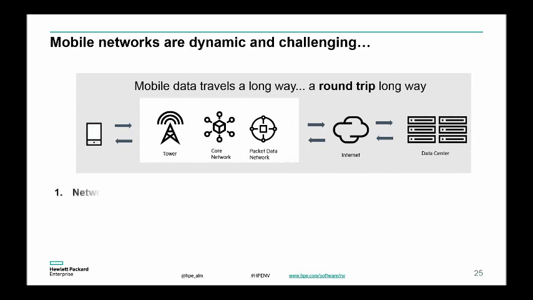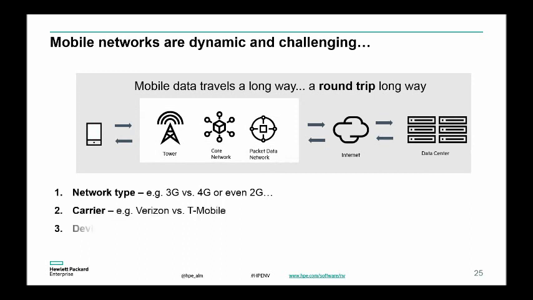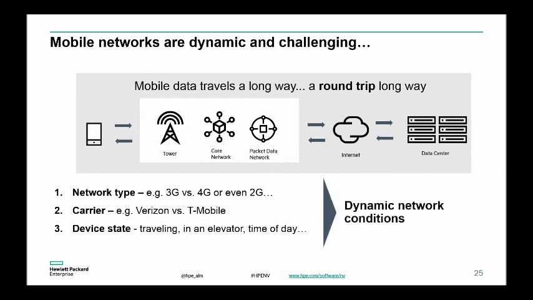Each of these hops adds complexity and latency, adding to it other mobile attributes such as network types, 3G versus 4G or even 2G in most of the world, different carriers and infrastructures, Verizon versus T-Mobile versus Vodafone, for instance, and a device that is mobile by its nature, so you can travel, enter the elevator, experience changing reception in different day hours, etc. All of those can influence the network quality. The conclusion is that mobile networks imply high latency and very dynamic, constantly changing conditions.